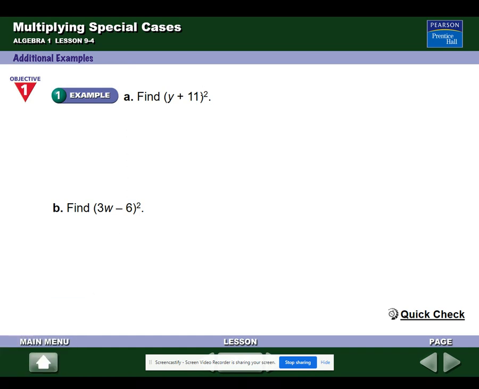A common mistake is to think that you just square the y and square the 11. If you're thinking that, you are misapplying a rule that is true for products that is not true for sums. What we need to do is take y plus 11 and multiply it by y plus 11.